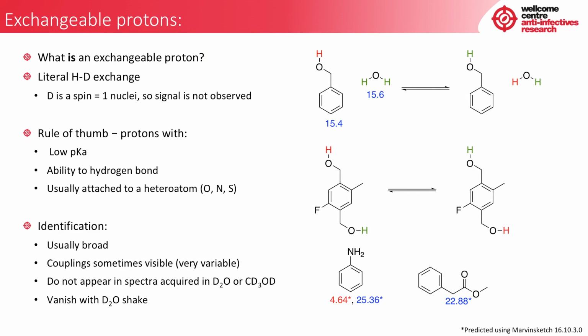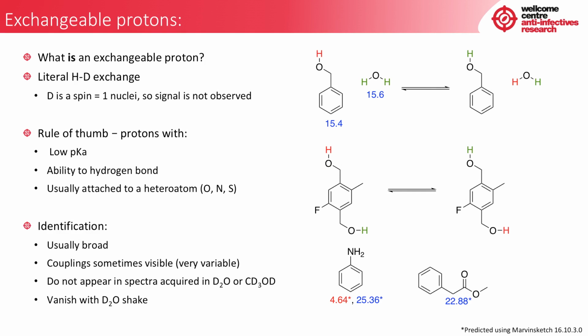So this doesn't mean anything sophisticated. It is literally swapping protons, and in practice it usually refers to hydrogen to hydrogen or hydrogen to deuterium exchange. The important point for hydrogen to deuterium exchange is that D is a spin equals 1 nuclei, and that means that within the range that we are looking at for proton NMR, we are not able to observe a signal.